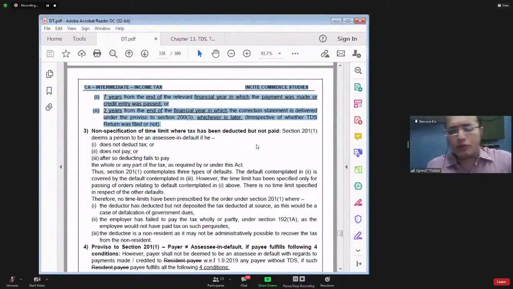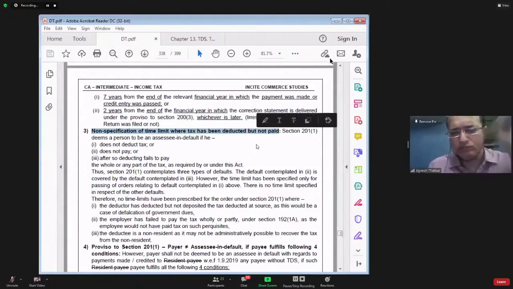I am not going to point number 4. I am going in the particular order only. So I have explained you point number 1 and 2. Now let's move on to point 3. Point 3 says there is no specification of time where the tax has been deducted but not paid.